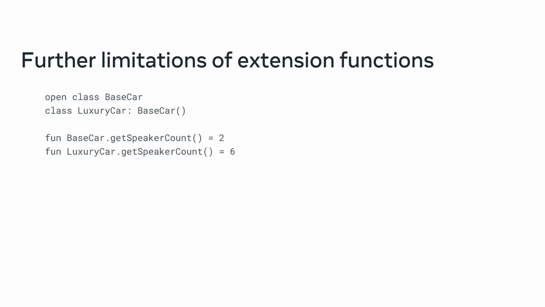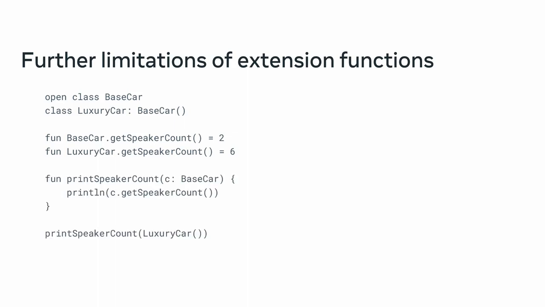Say you have a class called base car that represents the base variant. It is marked with the open keyword, which allows it to be inherited. Another class, luxury car, inherits this class. Both classes define a function called getSpeakerCount that returns the number of music speakers that the variant has. Now, if you define a function printSpeakerCount with a parameter of parent type base car that prints its speaker count and call it using an object of type luxury car, it will print 2 instead of 6.